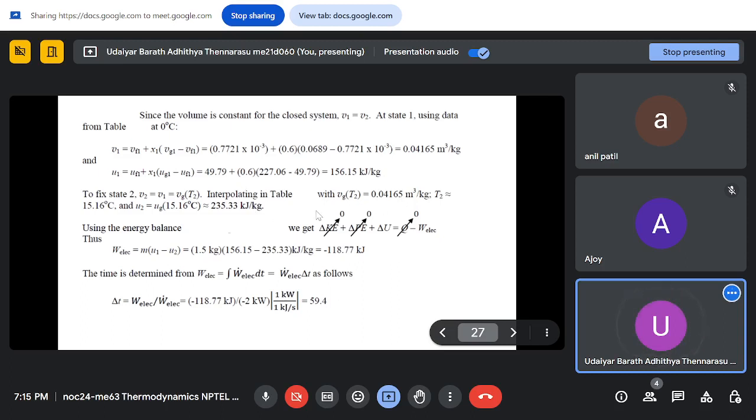So now, this being a closed system, we apply the first law: change in internal energy equals Q minus W. There is no heat transfer, but you are sending in work, which is the electrical energy. So W electrical is equal to m(U1 minus U2), where the mass is 1.5 kg. U1 and U2 are known from what we have calculated. On substituting, we get electrical work of minus 118.77 kilojoules.